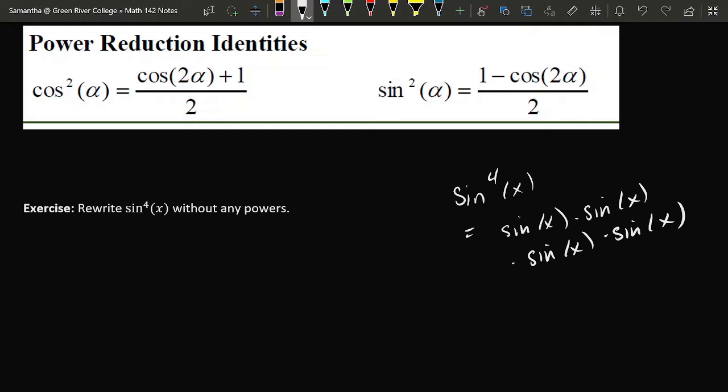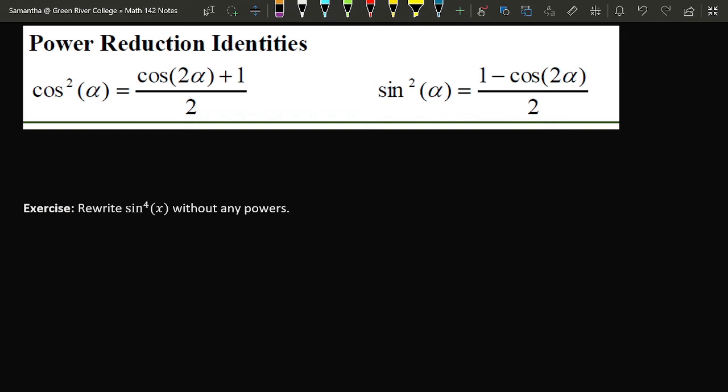So these formulas actually do come in handy quite a bit in calculus 2 and 4 as a way of eliminating powers from expressions that contain sine and cosine. For example, here we are given sine to the fourth power, and we are asked to rewrite this so that it has no powers in it.